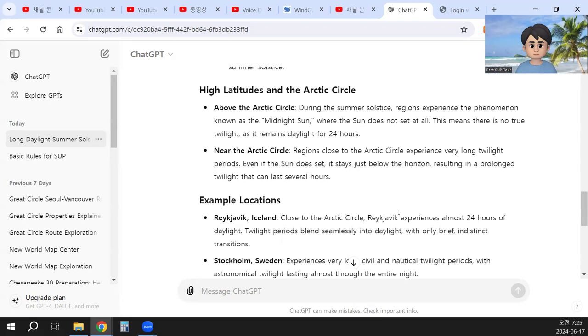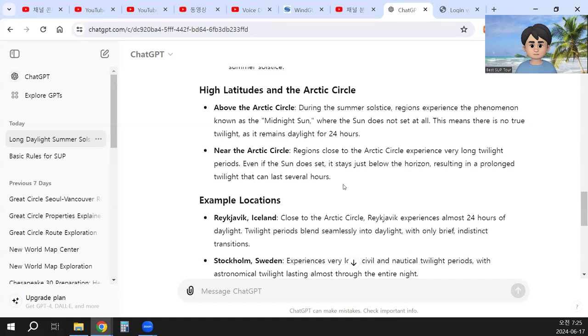Arctic Circle. Regions at the Arctic Circle during the summer solstice experience the phenomenon known as the midnight sun, where the sun does not set at all. This means there is no true twilight, as it remains daylight for 24 hours near the Arctic Circle. The region close to the Arctic Circle experiences a long twilight period. Even if the sun does set, it stays just below the horizon, within a prolonged twilight that can last several hours.